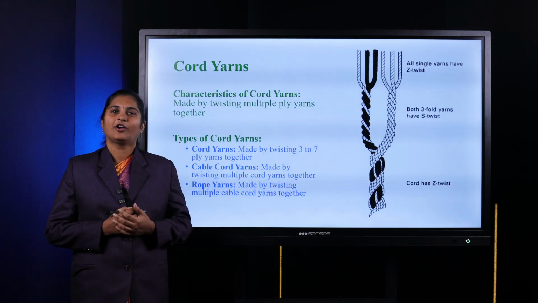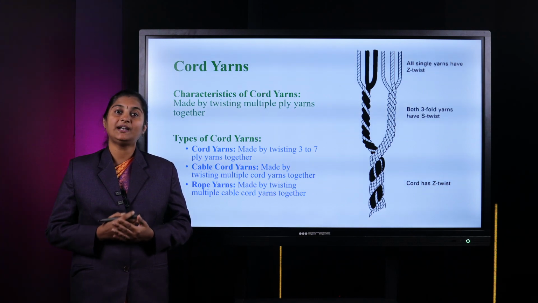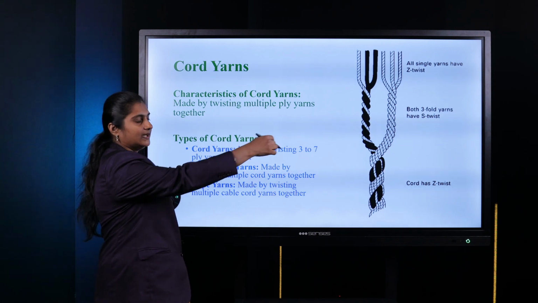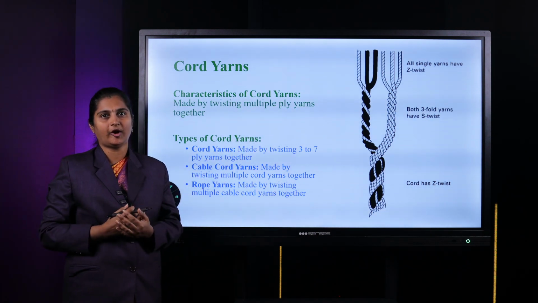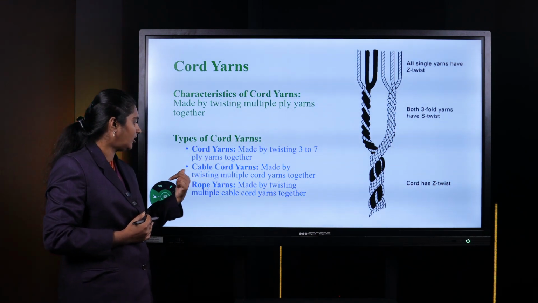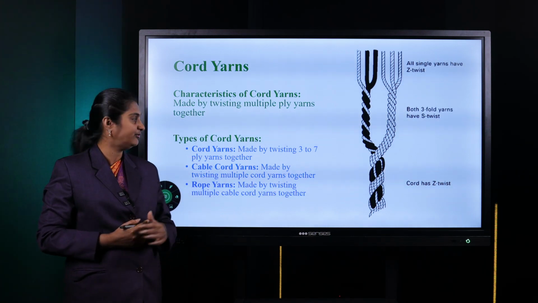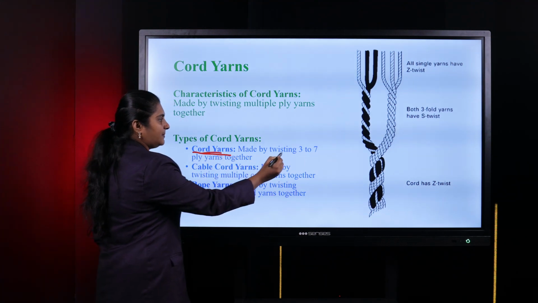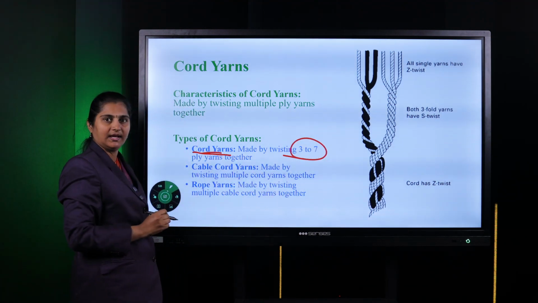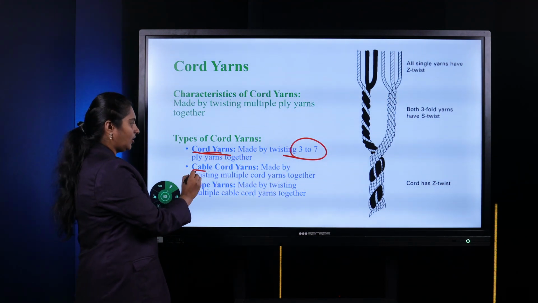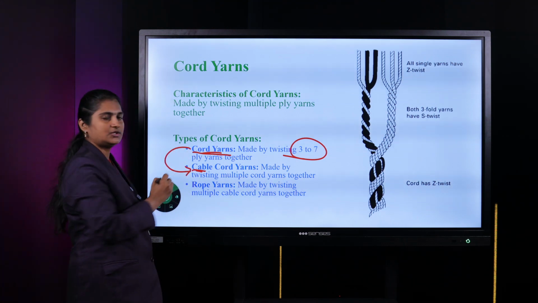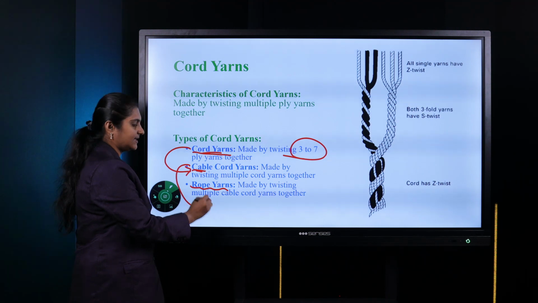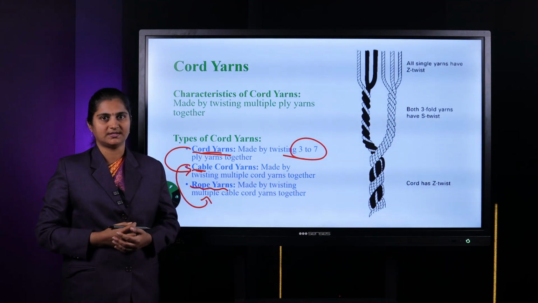Cord yarns. Cord yarns are made by twisting multiple ply yarns together. So here we have multiple ply yarns which are twisted together to form cord yarn. So cord yarn, cable cord and rope yarn are examples of cord yarns. In cord yarn, it is made by twisting 3 to 7 ply yarns together. In cable yarn, we twist more cord yarns together, and in rope yarns, more cable yarns are twisted to form rope yarns.